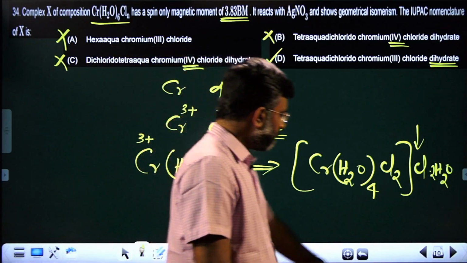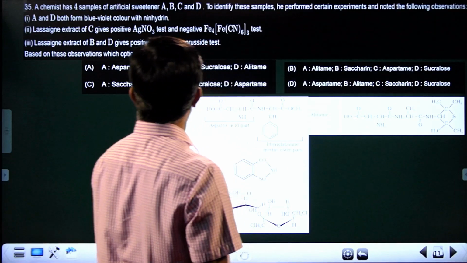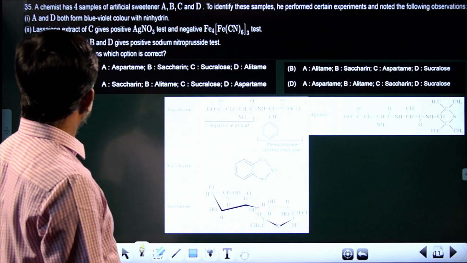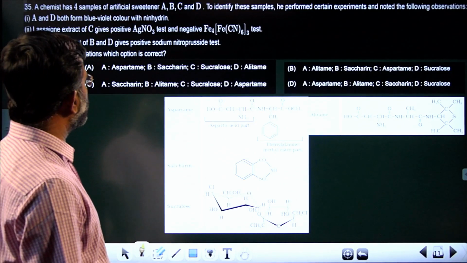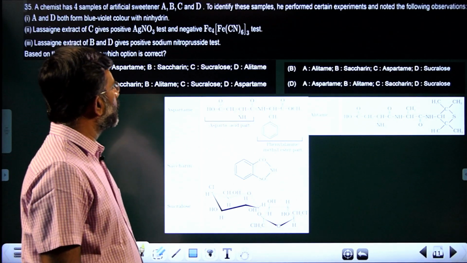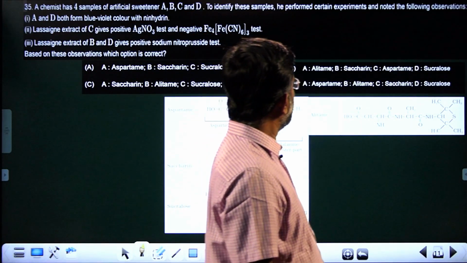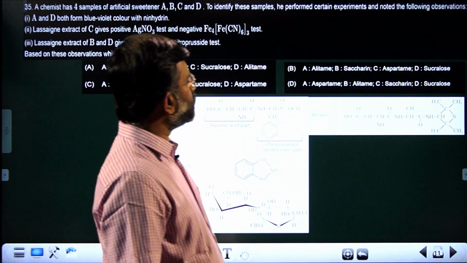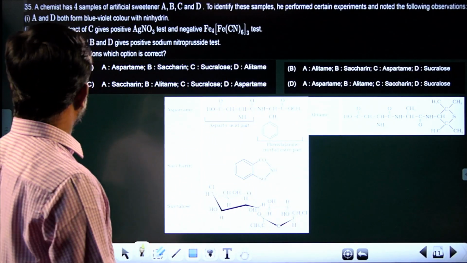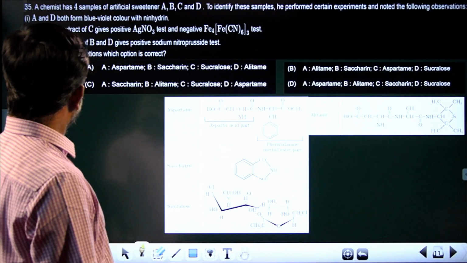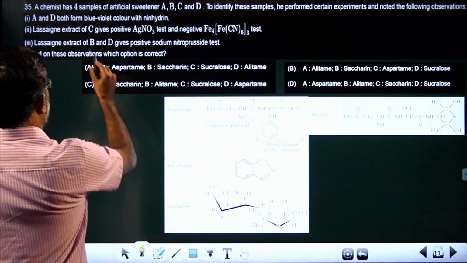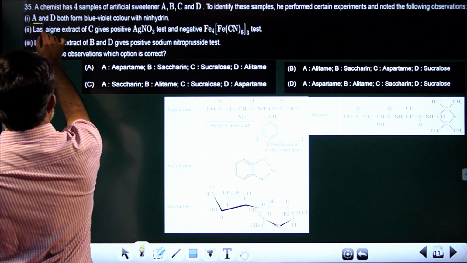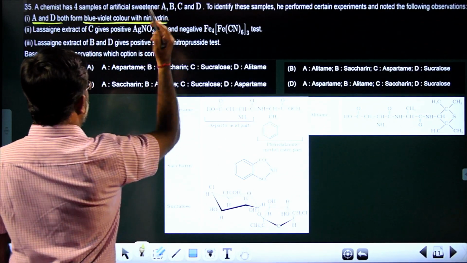Next. A chemist has 4 samples of artificial sweeteners A, B, C, and D. To identify these samples, he performed certain experiments and noted the following observations. A and D both form a blue-violet color with ninhydrin.